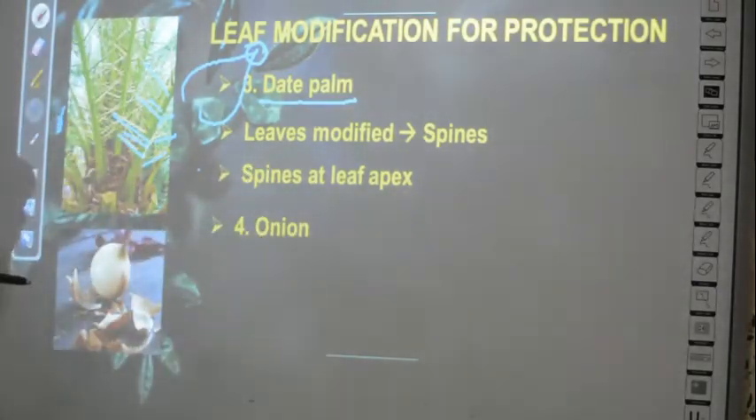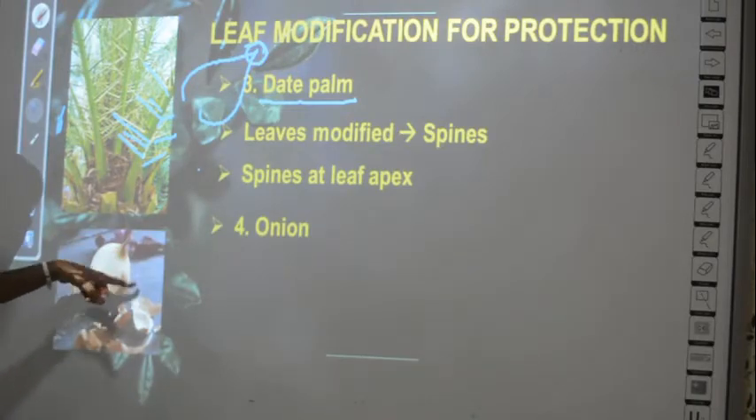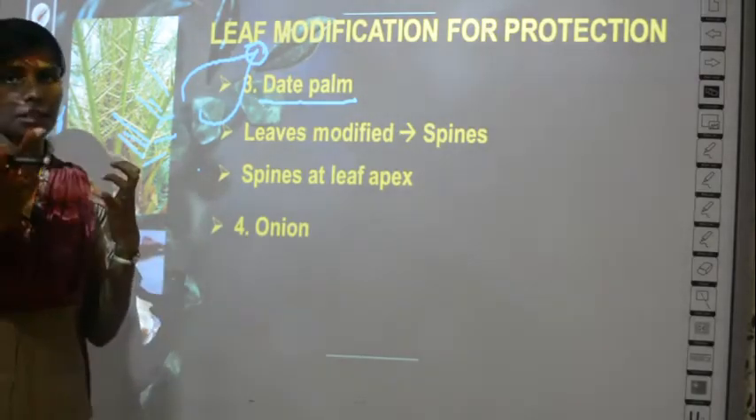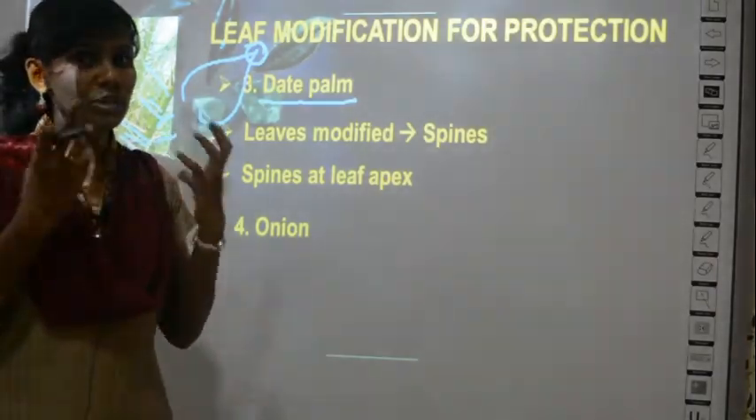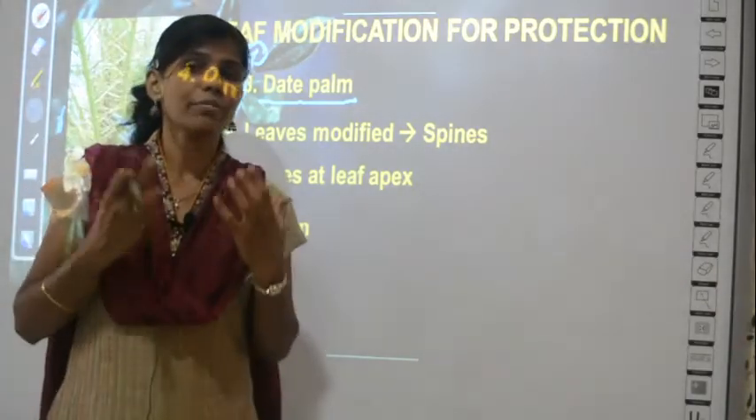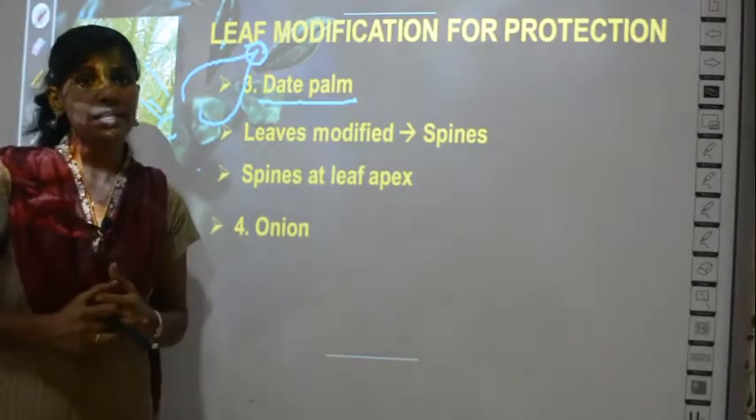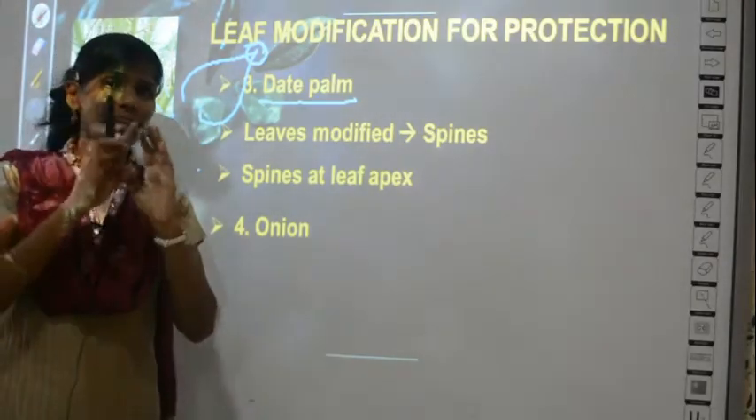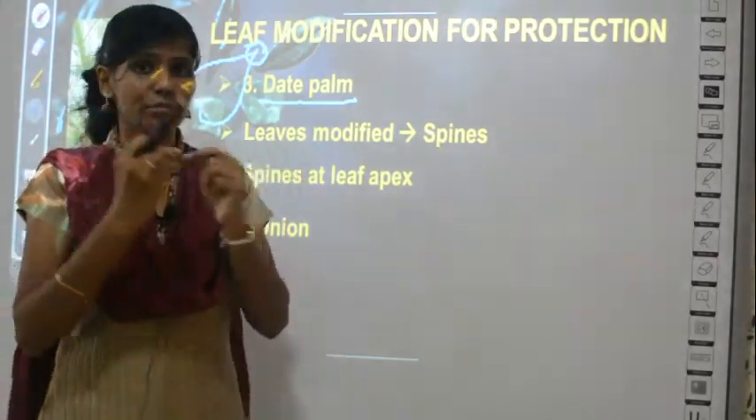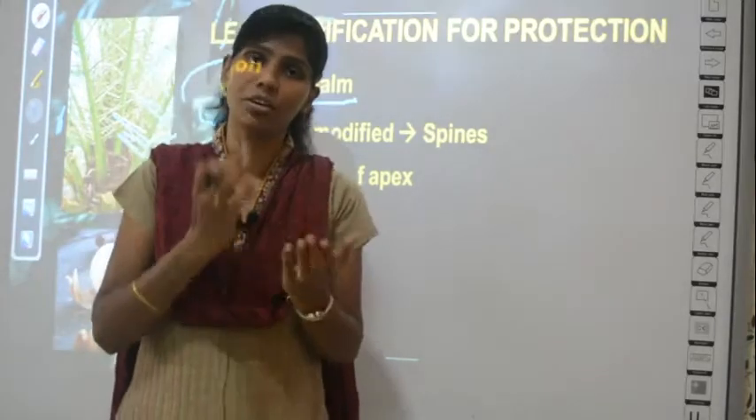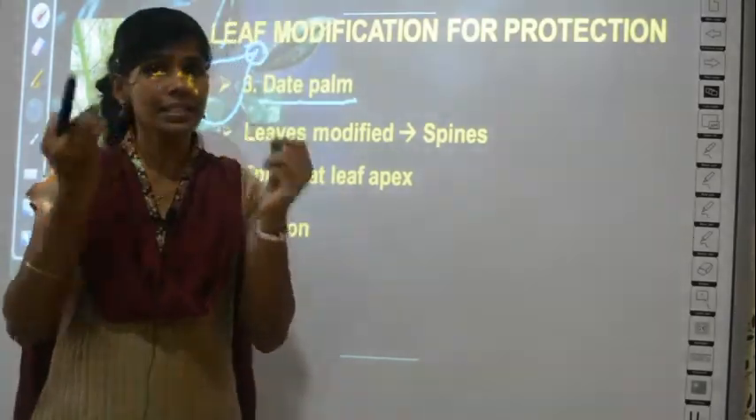The last example is onion. See, you have seen onions, right? You must have seen. The outer scale alone will be dry, right? The outer scale will be dry. From where these scales come? What do I mean by scales? You have layer, no? Every layer you can peel out. In the case of onion, if you have seen or if you have cut onions, you know they exist in layers.